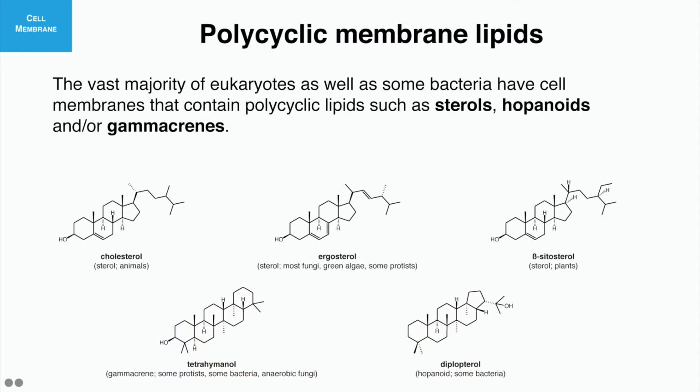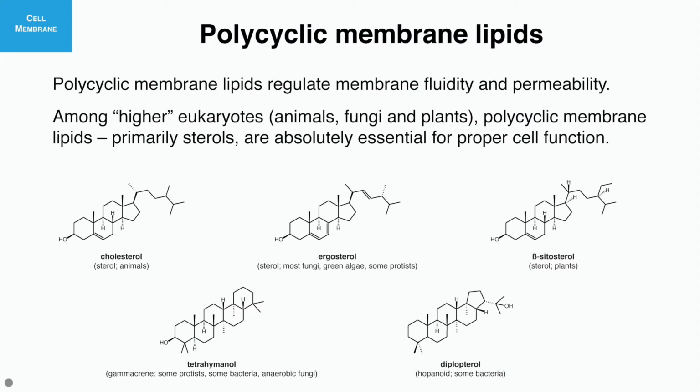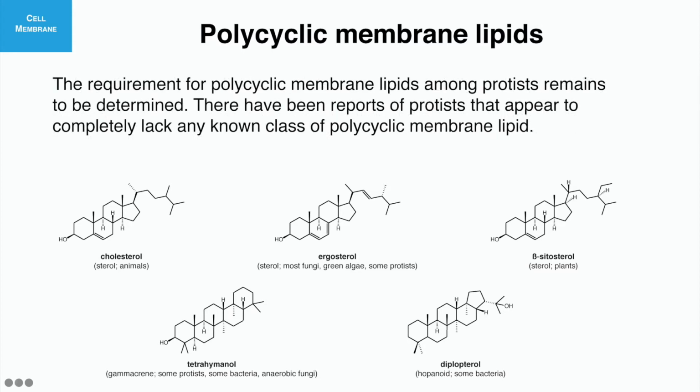The vast majority of eukaryotes, as well as some bacteria, have cell membranes that contain polycyclic lipids such as sterols, hopanoids, and/or gammacerines. Polycyclic membrane lipids regulate membrane fluidity and permeability. Among higher eukaryotes, such as animals, fungi, and plants, polycyclic membrane lipids, primarily sterols, are absolutely essential for proper cell function. The requirement for polycyclic membrane lipids among protists remains to be determined. There have been reports of protists that appear to completely lack any known class of polycyclic membrane lipid.